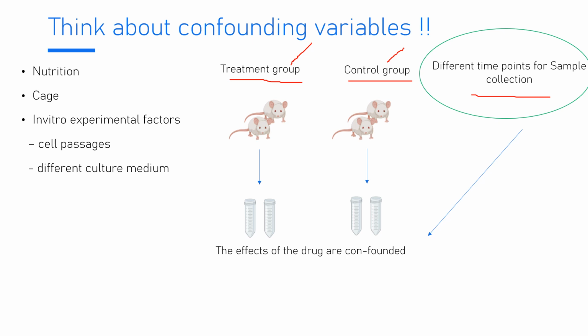Like this, there are many confounding variables. It can be maybe the given diet for the mice, maybe the caging, the housing. In cases of cell lines, we have different passage numbers, different culture media. So one has to think, what are the other factors that can influence the main condition of interest?